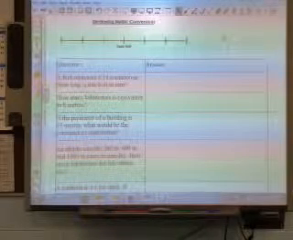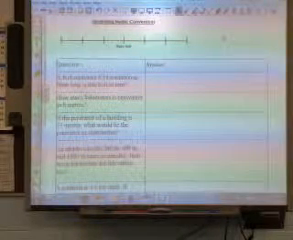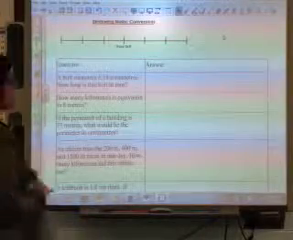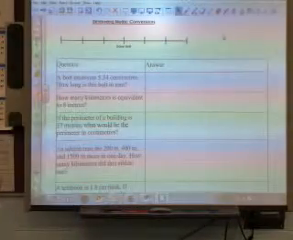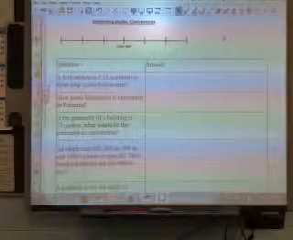Okay, 20-3, what I'd like you to do is turn to the 4th page in that booklet that I gave you yesterday on unit analysis. We're going to review metric conversions.